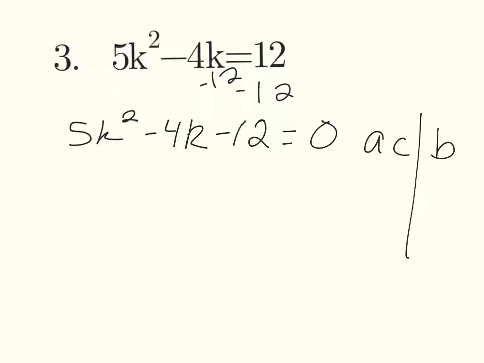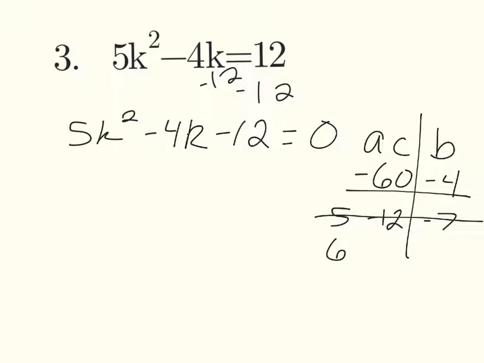Alright, a little harder here, but we still can do it. A times c, that's going to be negative 60. Adds up to negative 4. So factors that add up to negative 4. Well, okay, so let's see here. If we did 5 and negative 12, that's negative 7, so that doesn't work. What about 6 and negative 10? Yes, that equals negative 4 when we add them.